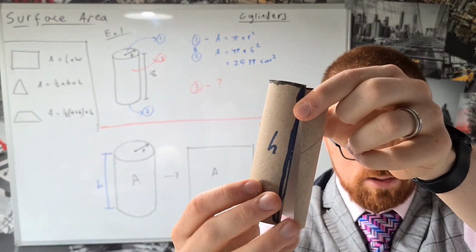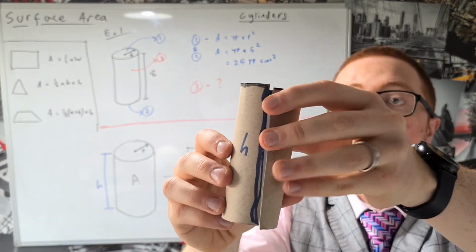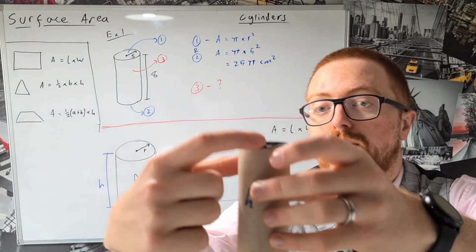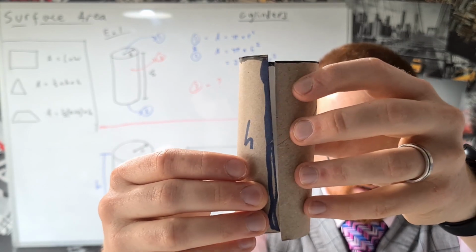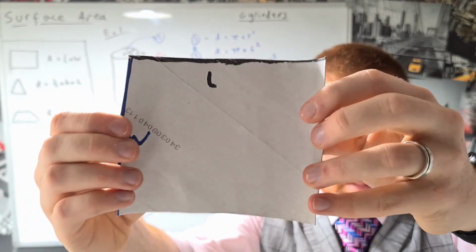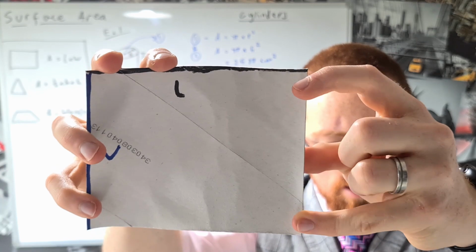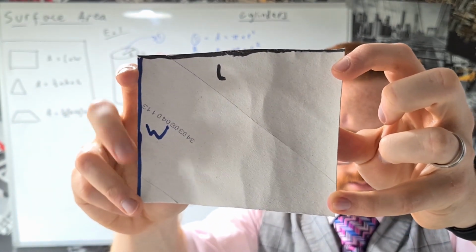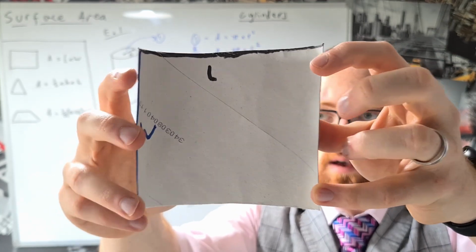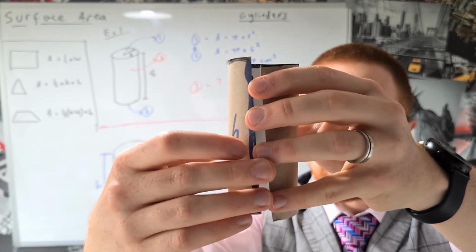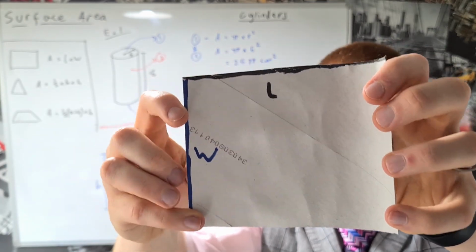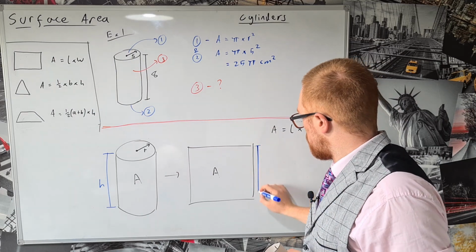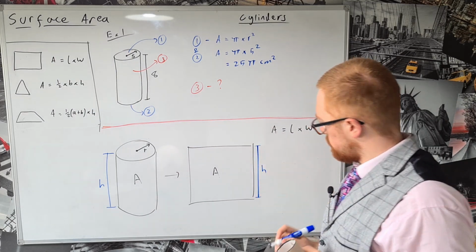Let's look at h. So I've drawn h on the cylinder for us. So that's the height of the cylinder from top to bottom. Now let's see what happens to that length as I unravel it. Well, that height turns into the width of this rectangle over here. Okay, so look again, the height of the cylinder becomes the width of the rectangle. So let's draw that on. The height of the cylinder becomes the width of the rectangle, that's h.